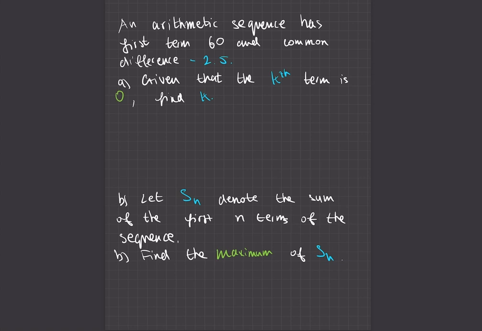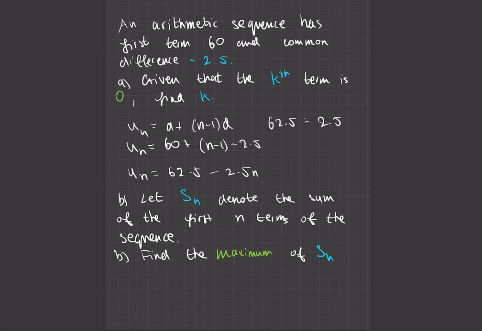Well, remember the formula for an arithmetic sequence: un is the first term a plus n minus 1 times d, right? So a is 60, plus n minus 1, and d is negative 2.5. So if you do a bit of simplifying, un is going to be 62.5 minus 2.5n. Now this is equal to 0. So that means that 62.5 is equal to 2.5n.